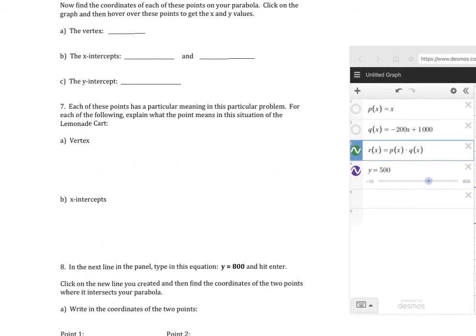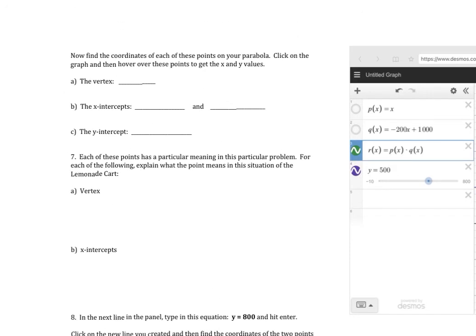Meanwhile, we saw that our vertex was at 2.5, 1250, which meant that at a price of $2.50 per cup, we would generate revenues of $1,250. Our x-intercepts were at (0, 0) and at (5, 0), because at $0 price, we would sell 1,000 cups, but we wouldn't make any money off of them. At $5, we would make a lot of money off each cup that we sell, but we wouldn't sell any, so we would make 0. The y-intercept is (0, 0).